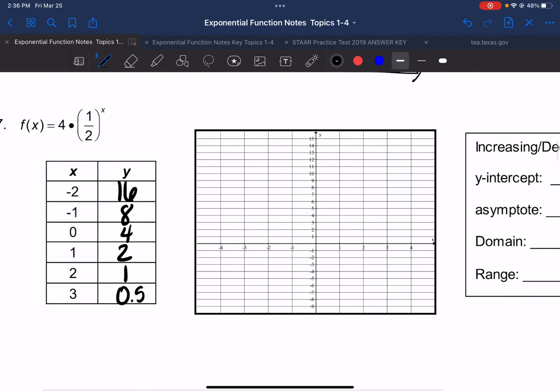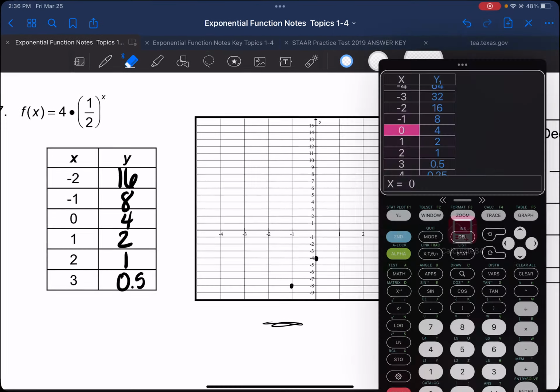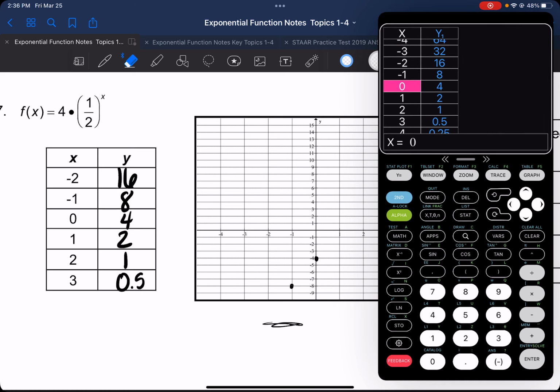So if I'm going to graph this, I have -2, 16. Oh, I can't even graph that, right? Because that's way down here. All right, -1, 8. I can do that. Bam. 0, 4. Oh, what was that? Was that -4? Maybe. Hold on, let me see. Nope.